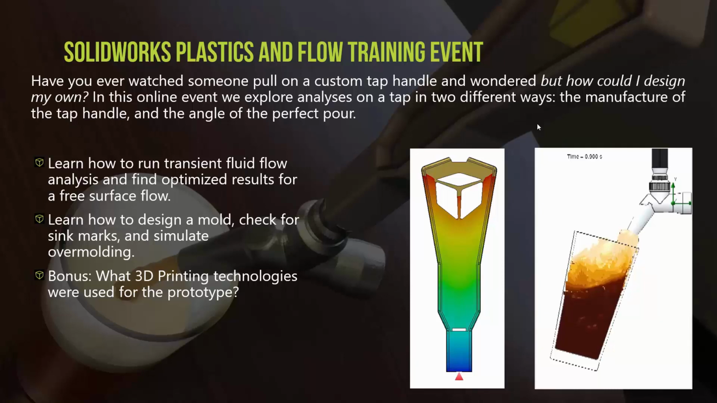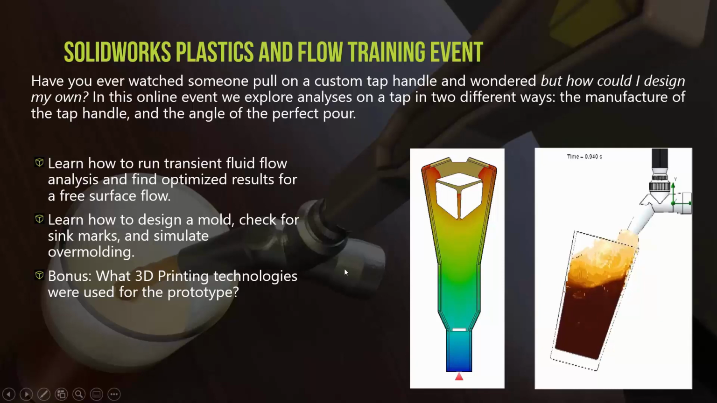So we're going to start with SOLIDWORKS Flow Simulation and look at how to run a transient fluid flow optimization and look at many different angles of that beer glass. And then inside of Plastics, we'll look at how to design a mold, look at sink marks, simulate overmolding, and have a little bit of bonus time to discuss SOLIDWORKS Visualize and 3D printing if you have any questions.